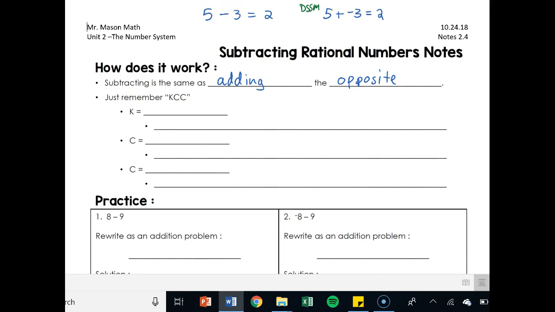Notice what happens to the subtraction. I just change it to a plus sign, and I change my number, which was positive, to the opposite, negative. And look, it becomes the same exact problem. So subtraction is the same as adding the opposite.